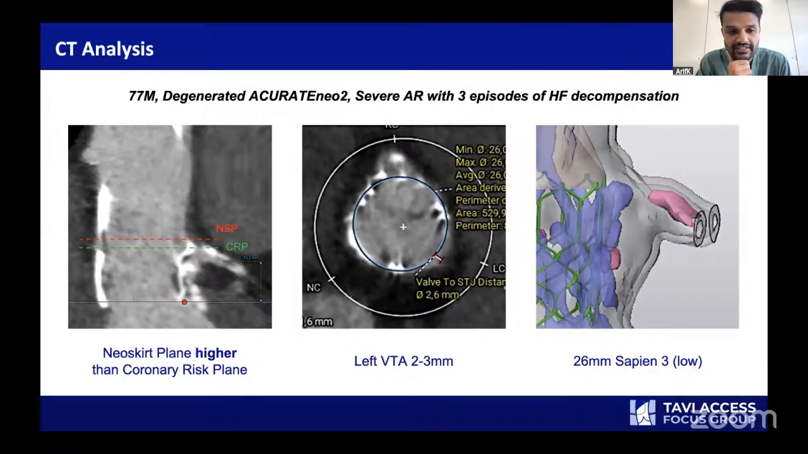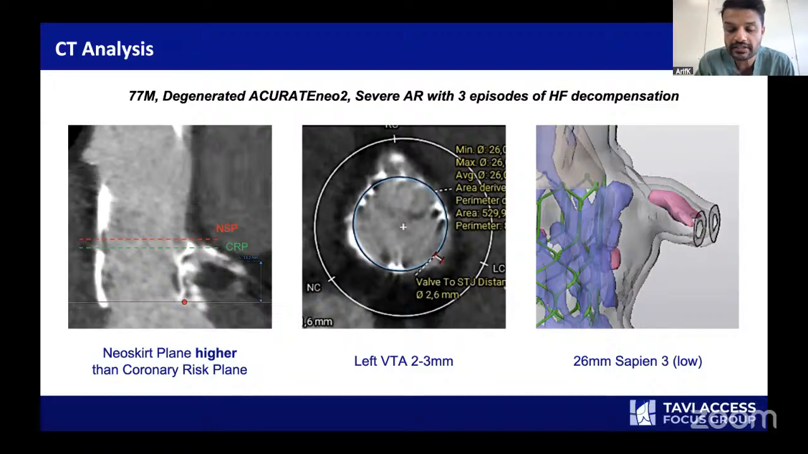So on the left-hand side, you can see that that upper crown is almost at the upper border, if not just above the left main stem. So if we go by conventional descriptions, the neoskirt plane for this valve is higher than the coronary risk plane. So high risk for coronary obstruction or unfeasible for redo-TAVR.